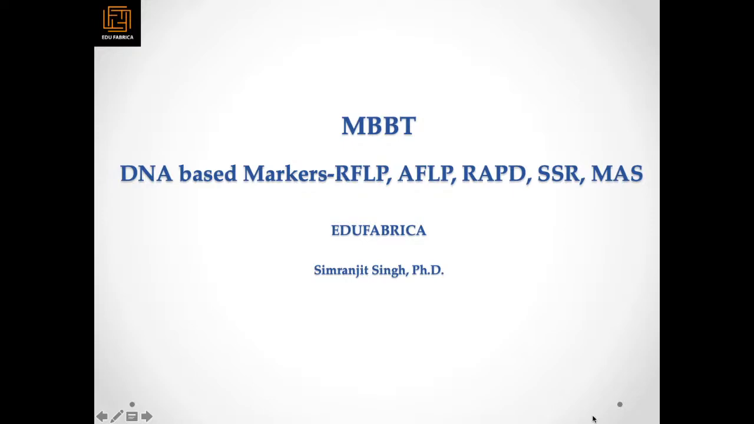DNA-based markers: RFLP, AFLP, RAPD, SSRs and MAS. We'll discuss one by one all these markers that we discussed on the first day, if you remember. I said that all these things we will be dealing with in detail in upcoming lectures. That day was just to give you a trailer of the MBBT. But now we are going into detail with each technique, each part.